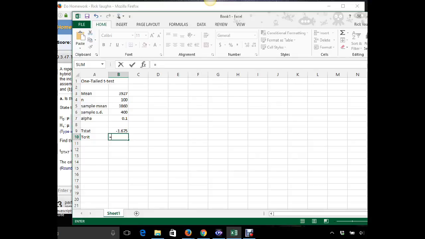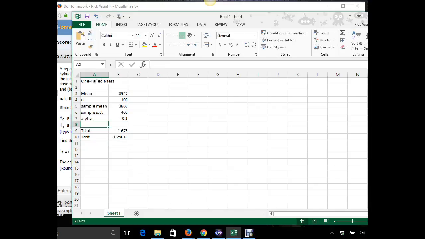So I'm going to do the T.INV function. I'm not splitting it into two tails. And this time I'm going to use just the whole alpha value. I don't need to split it into two. And then I'm going to put in the degrees of freedom. Now, I should have probably done this before, but because I didn't, and I just want to be efficient with this video, I'm just going to type in the degrees of freedom here, which is 99.